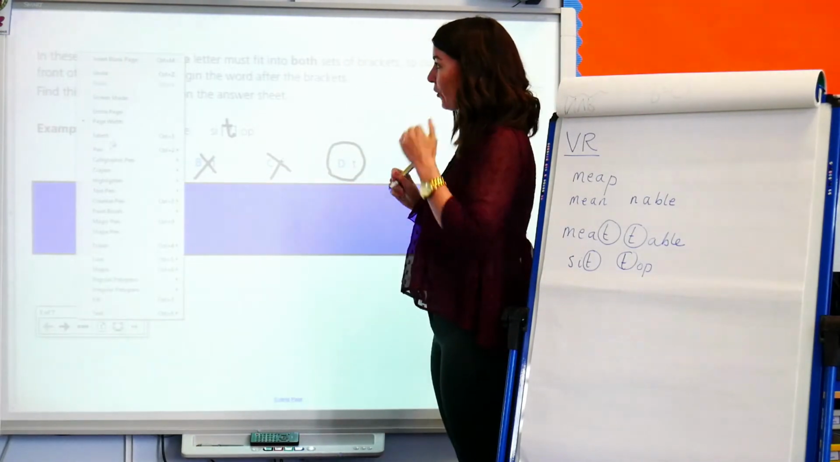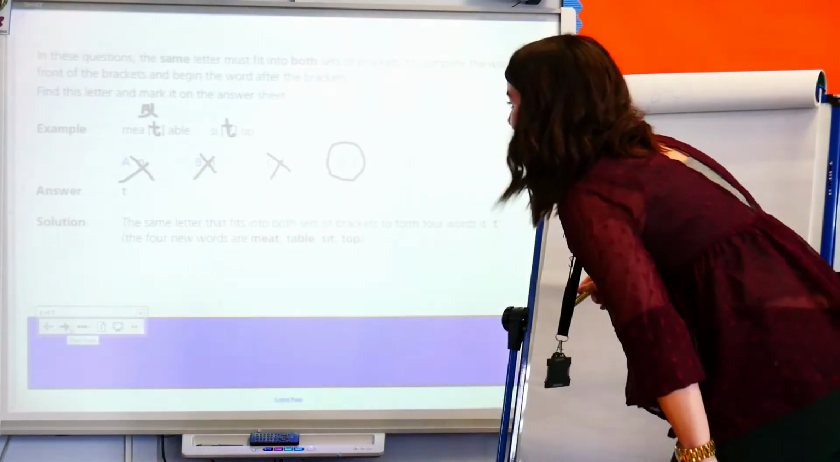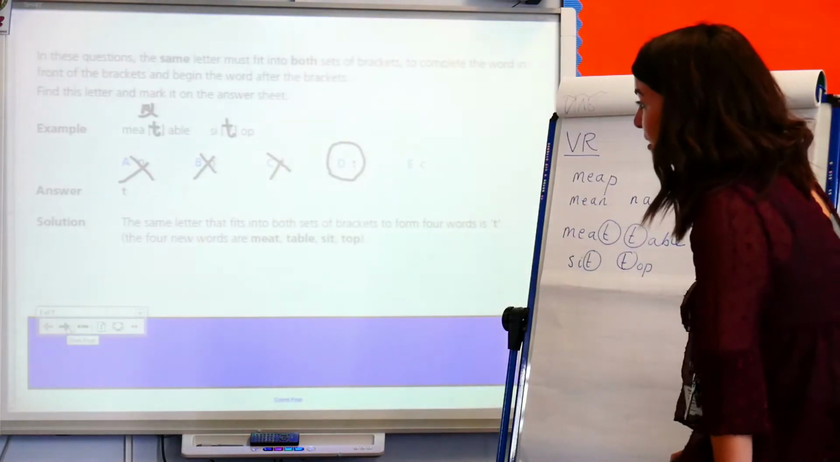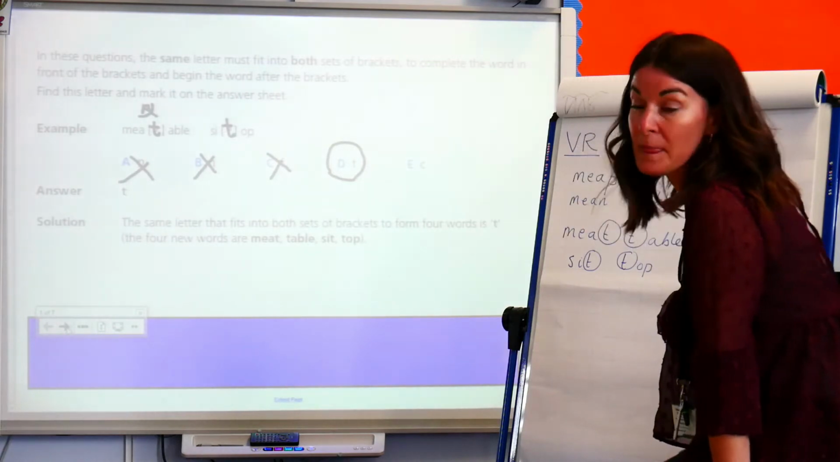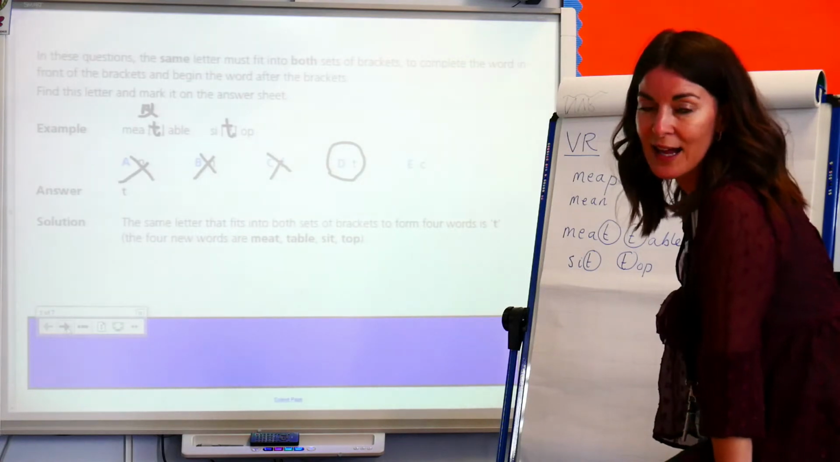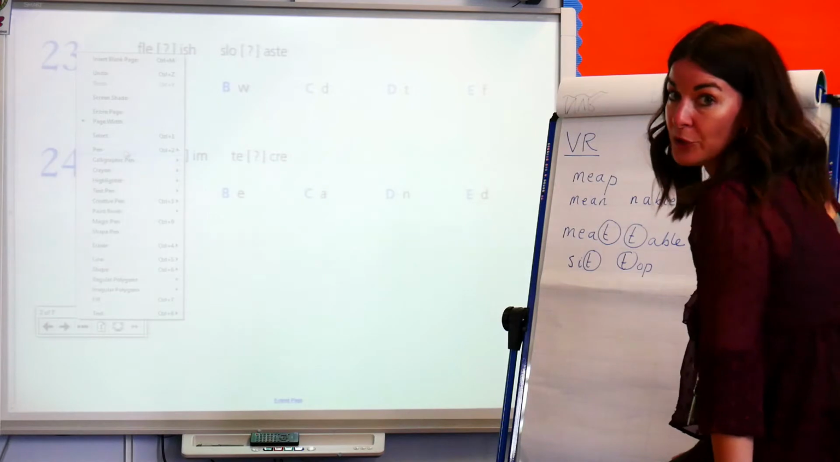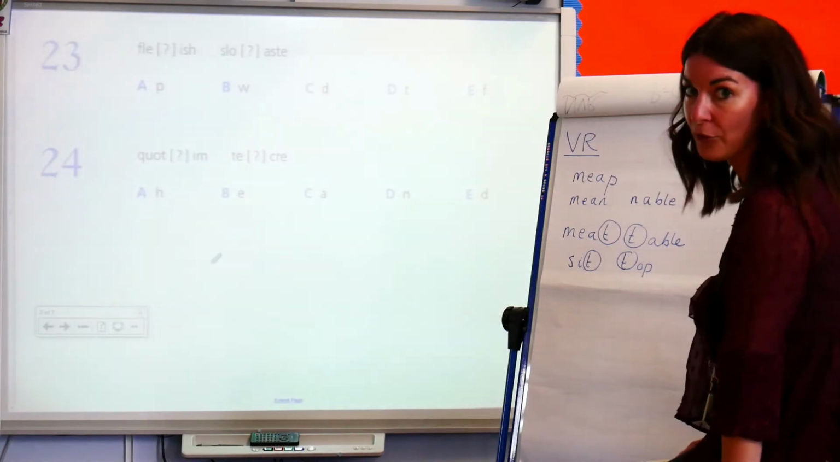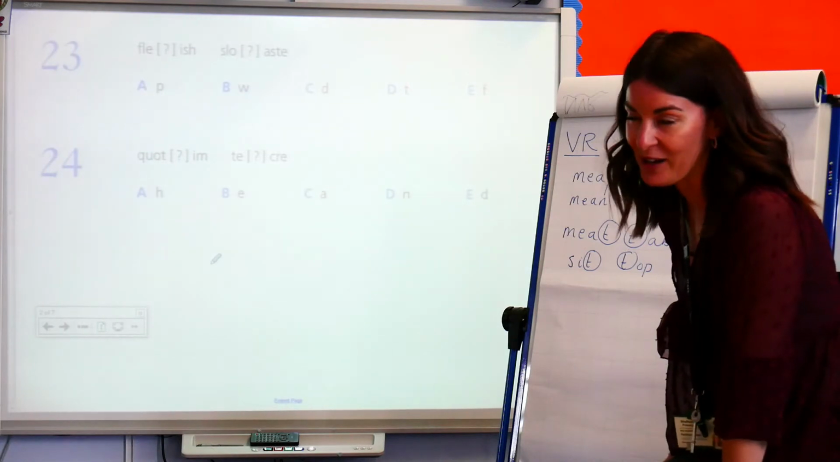So let's move on to the solution. It says the same letter that fits into both sets of brackets to form 4 words is T. The 4 new words are meet, table, sit and top. Let's move on to the next ones. Now at this point you can pause and have a go by yourself. Hopefully you have the answers, well done.